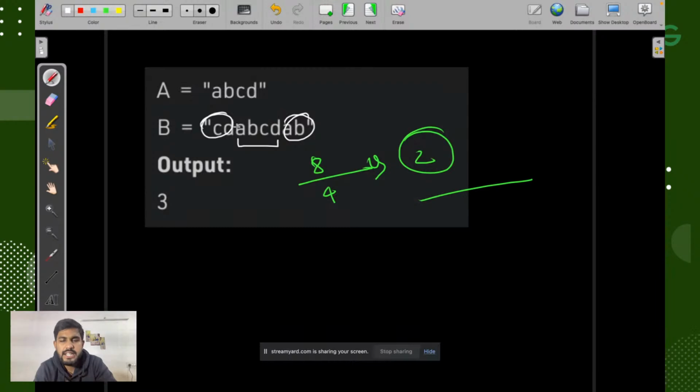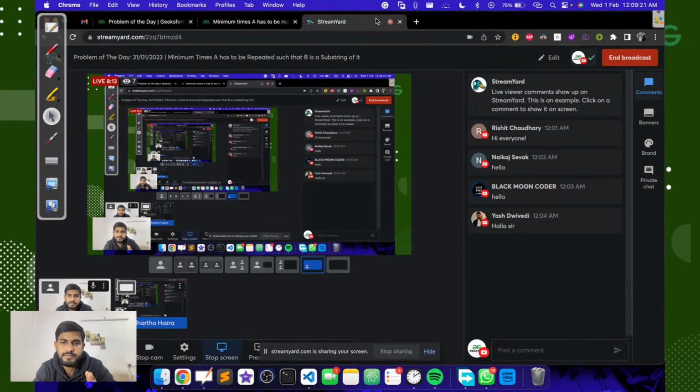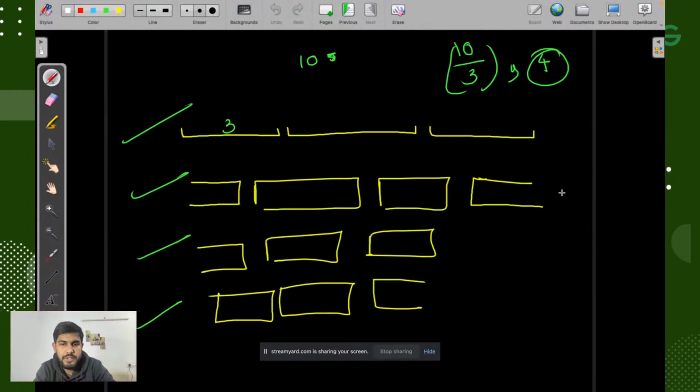That is why we can say that the answer to this can be the ceil of size of B divided by size of A, and that plus 1. So basically we can have this. Am I clear till this point? The answer can be made up of these two, because it can be like this. Either two halves can be used, or the whole can be used, or just one half can be used. Two halves, one half, or no half.